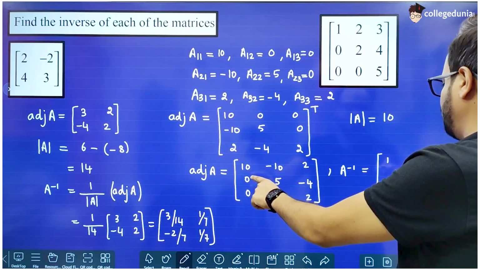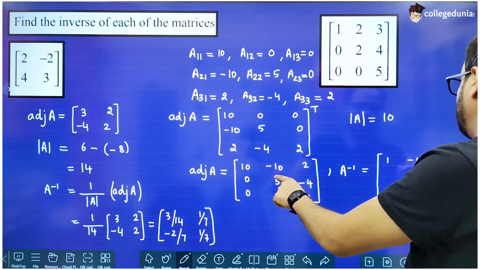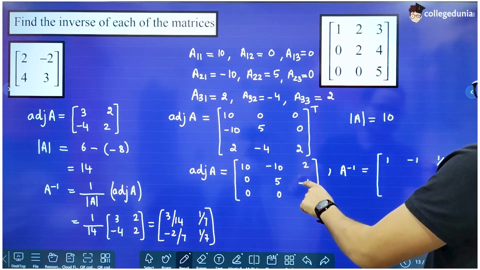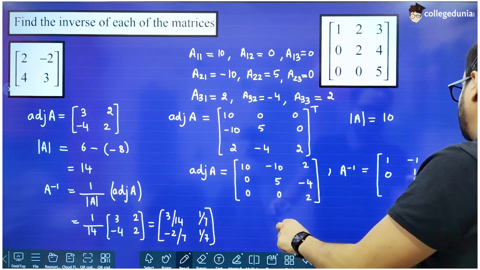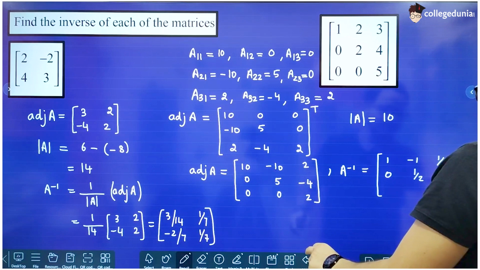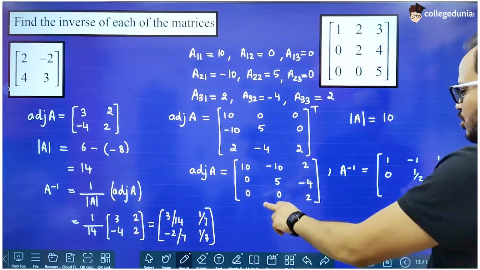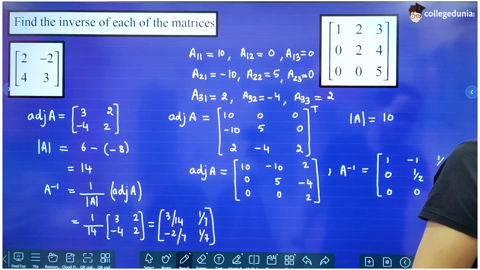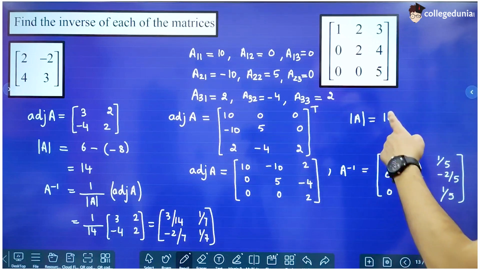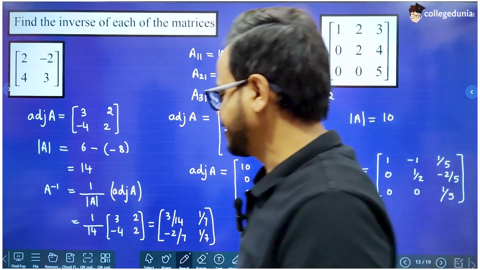So 10 divided by 10 is 1, minus 10 divided by 10 is minus 1, 2 divided by 10 is 1 by 5, 0 by 10 is 0, 5 by 10 is 1 by 2, minus 4 by 10 is minus 2 by 5, 0, 0, 1 by 5. So that is the inverse of this matrix.